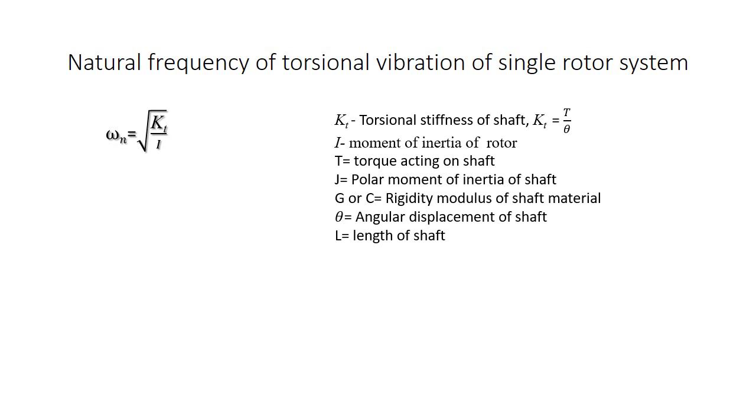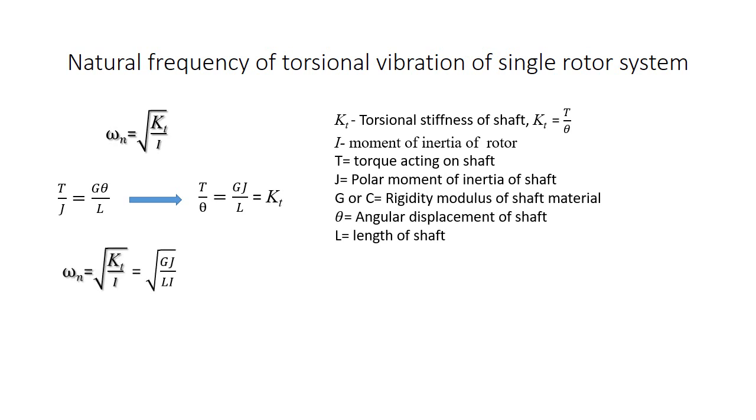And we also know the equation T by J equal to G theta by L. We know this expression. Torsion stiffness of a shaft is the torque required to provide unit angular deflection for the shaft. T by theta is our torsion stiffness. So you can represent T by theta as GJ by L equal to Kt, where G is the rigidity modulus of the shaft material. In some textbooks it is represented as C, so you can use CJ by L also for representing the torsion stiffness Kt.